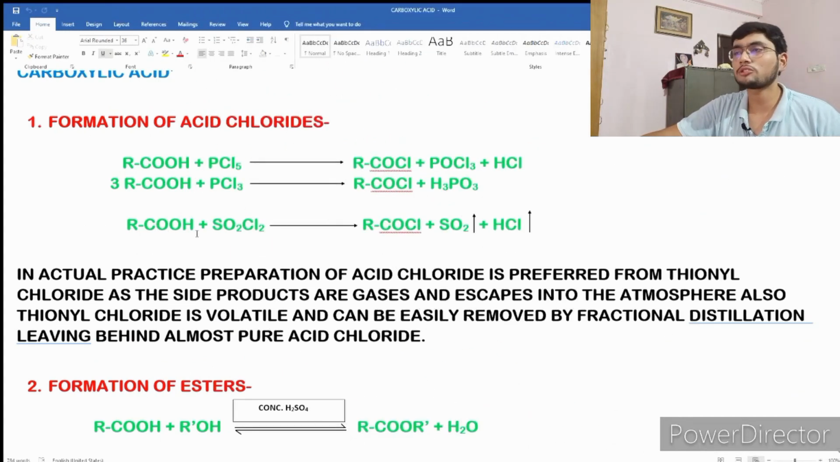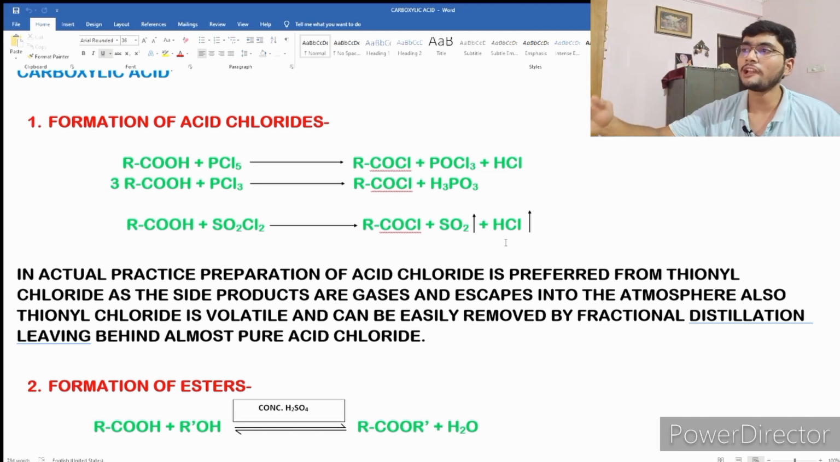And if we react the carboxylic acid with thionyl chloride, we will get the desired acid chloride, and sulfur dioxide and hydrogen chloride as side products. You see, this HCl is hydrogen chloride gas, not hydrochloric acid. Now let me tell you why the thionyl chloride method is preferred over the rest of the methods.